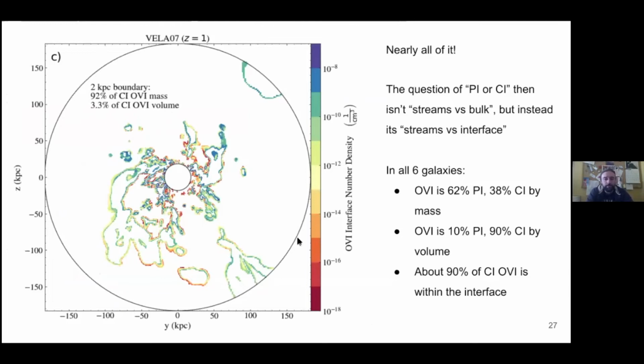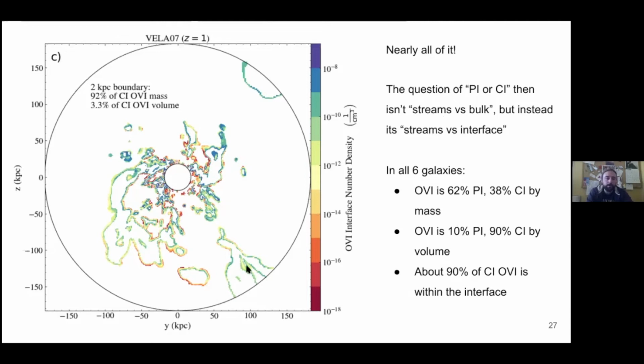And so that means that we really have to think about not just streams versus bulk, because we already answered that. The streams are way more important than the bulk. But streams versus interface is a little bit harder because it's all concentrated right there. And in all 6 galaxies, when you do this averaging, oxygen 6 is about 2/3 photoionized by mass. It's about 10% by volume photoionized. So 90% of the CGM is this, above the line CI. But most of that is within this interface layer.